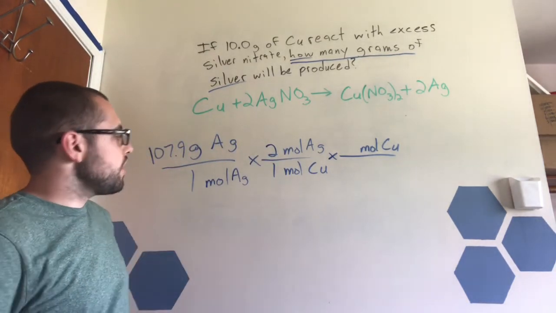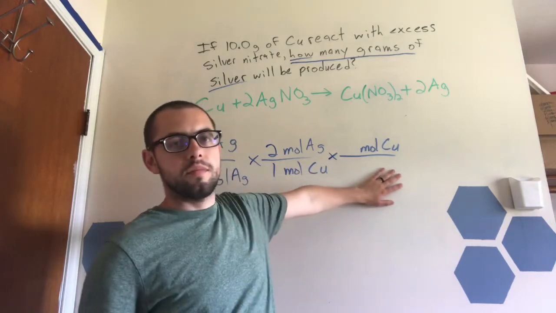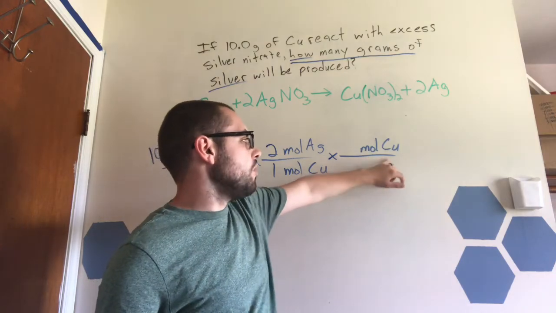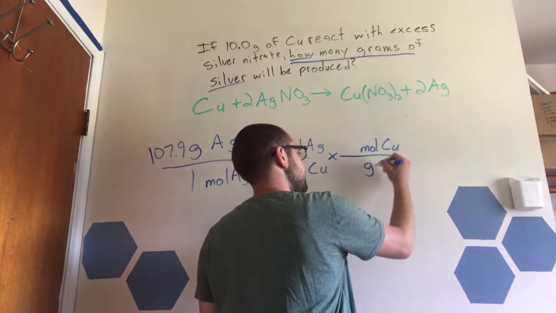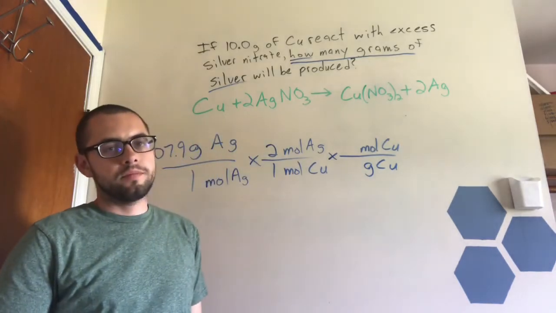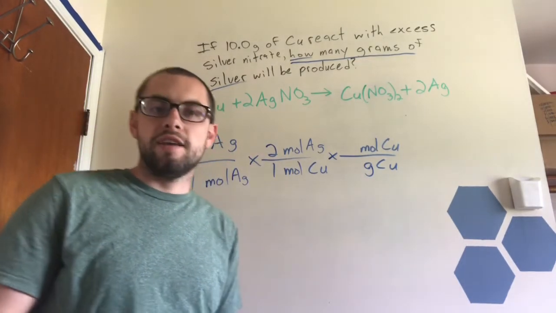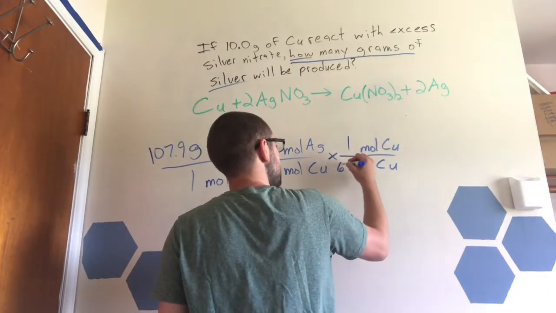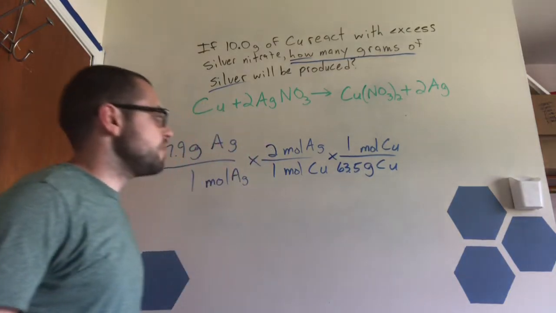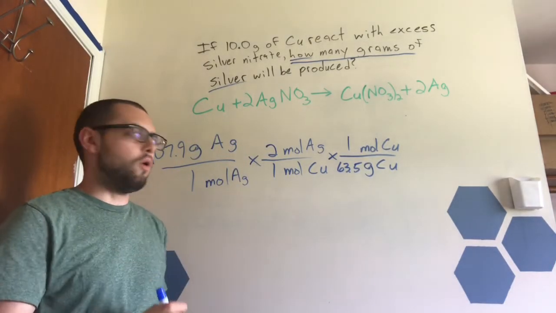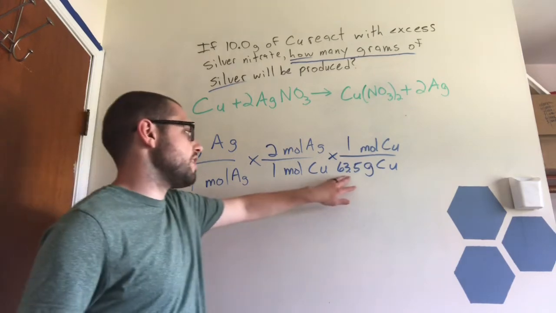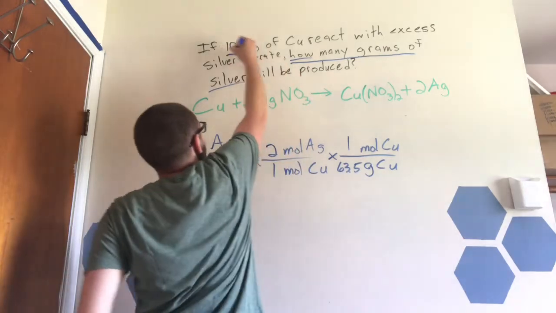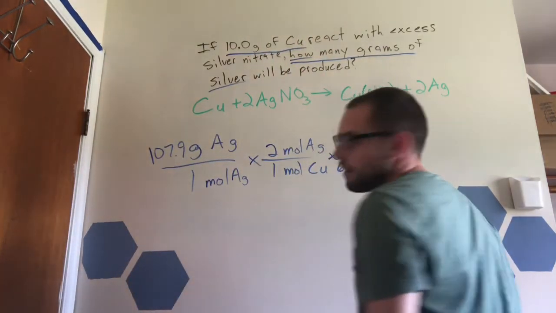What I'm looking for in this third fraction here is another molar mass. I've got these moles of copper. Let's change them into grams of copper. And again, this is a molar mass. I'm going to find it from the periodic table. The molar mass of copper is about 63.5 grams per mole. But I don't have 63.5 grams. I only have 10 grams of copper. 10 grams of copper up there. That's my last fraction over here.